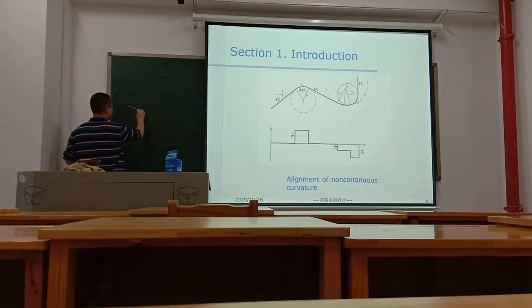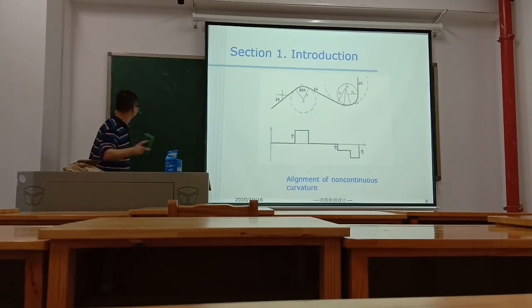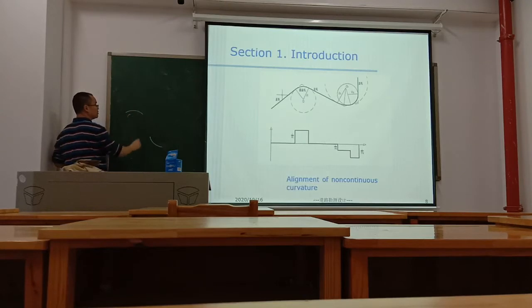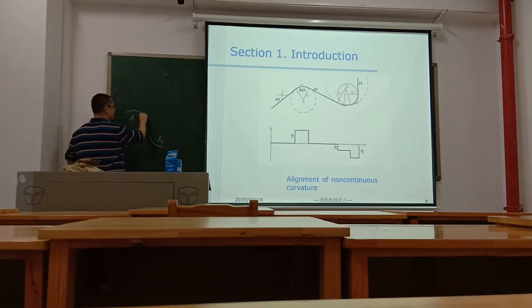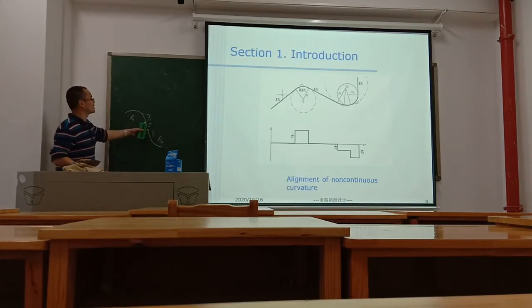For example, this is circular curve R1. This is circular curve R2. So we can connect them with two transition curves and one straight line. This is the first transition curve. This is the second transition curve and one straight line. Transition curves T1, T2. This is the straight line, S.